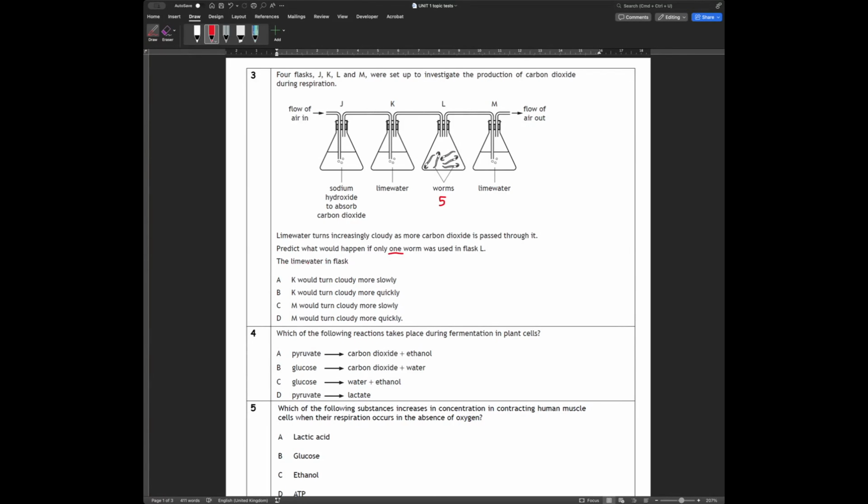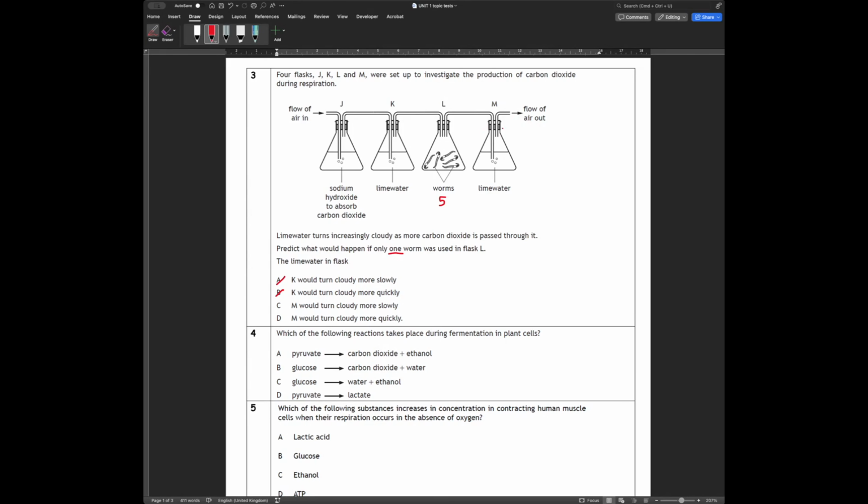It says the lime water in flask K would turn more slowly. Okay, so K is here. Now, if we change that from 5 to 1 earthworms, will K be affected? No, because it comes earlier in the process and we know the air is only flowing in one direction. So it's not going to be that one. K would turn cloudy more quickly. Again, K is not going to be affected here, so we can eliminate that one.